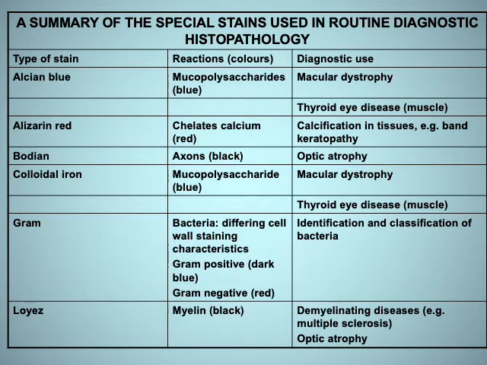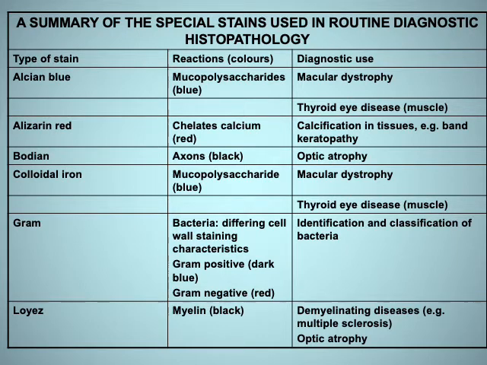As for Alcian blue, it stains mucopolysaccharides blue in cases of macular dystrophy of the cornea. As for colloidal iron, it stains mucopolysaccharides blue also in macular dystrophy.